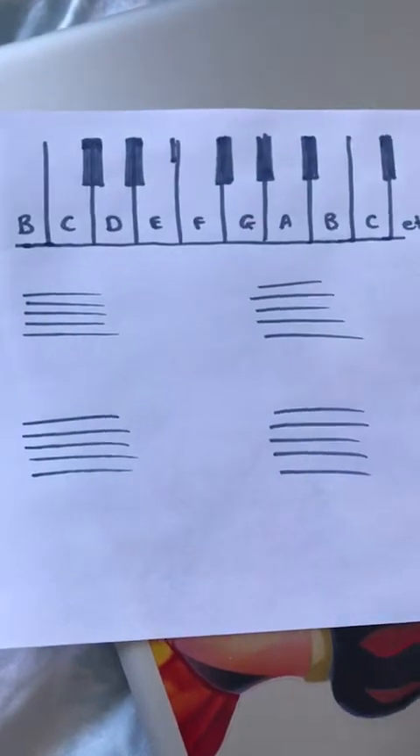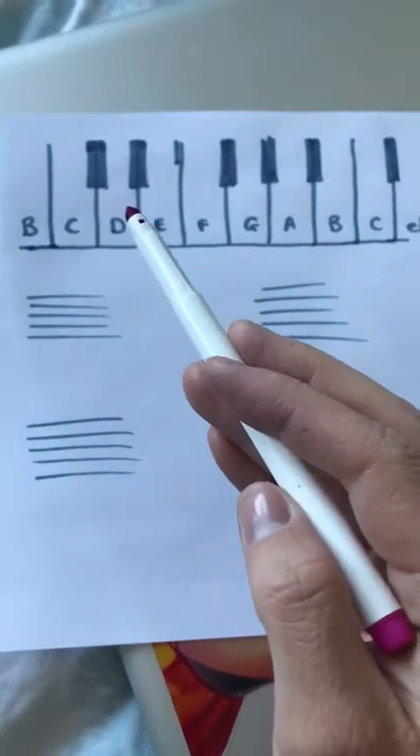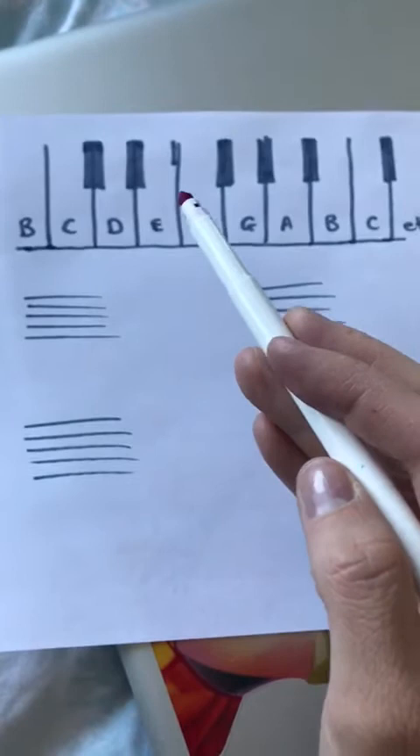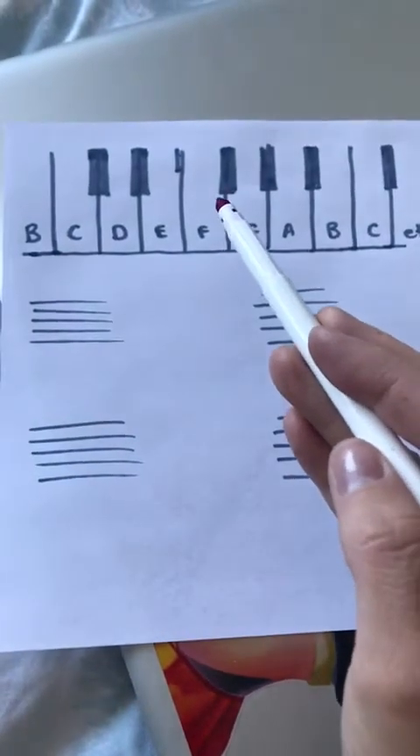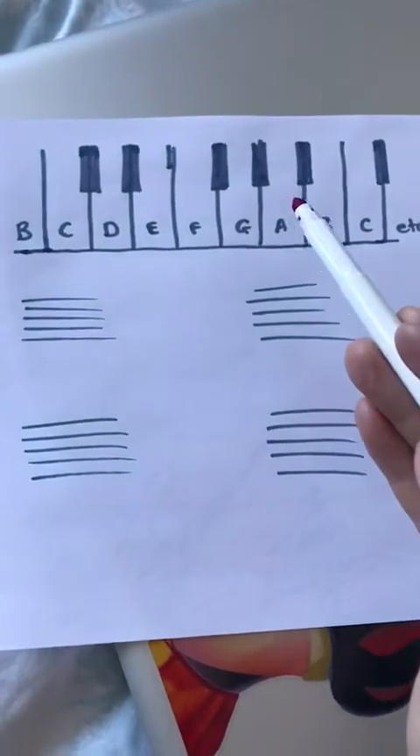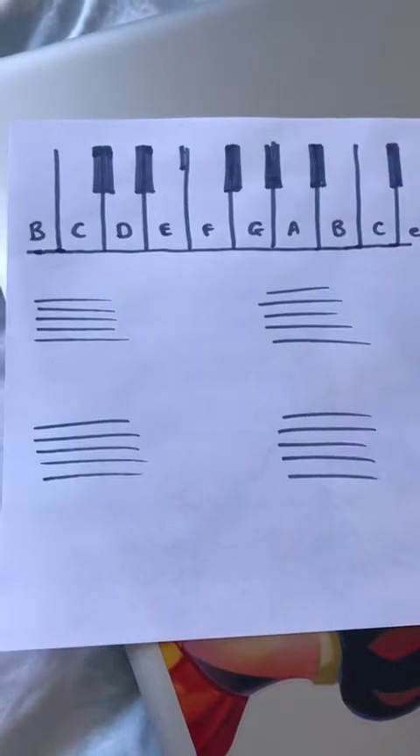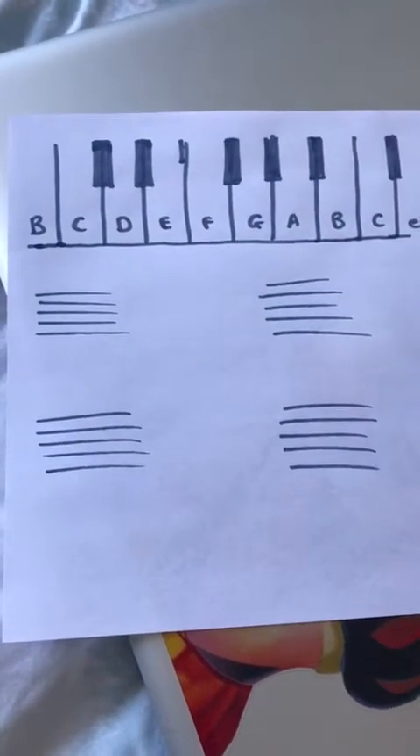So there's one between the C and the D, there's one between the D and the E, there's not one here, there's one between F and G, there's one between G and A, etc. So make sure you get them in the right place, otherwise you'll end up with wrong answers later on.